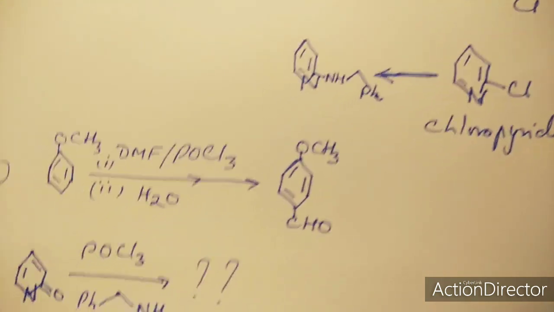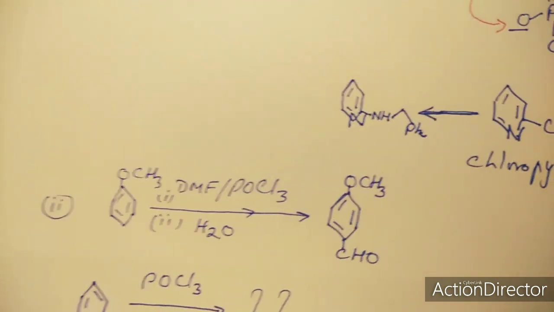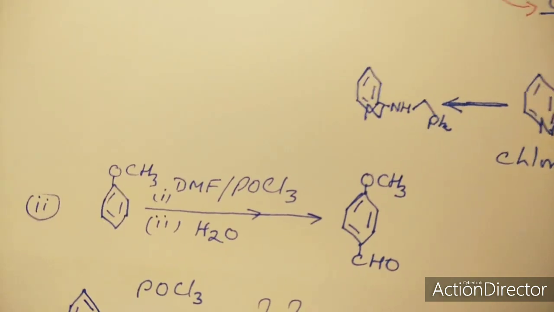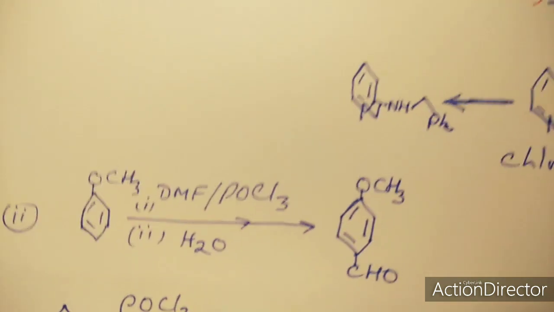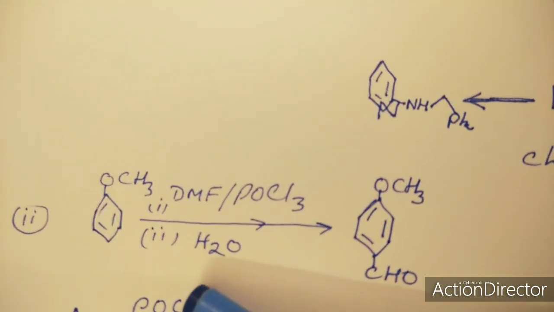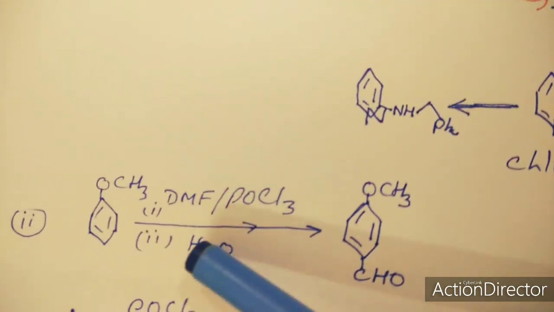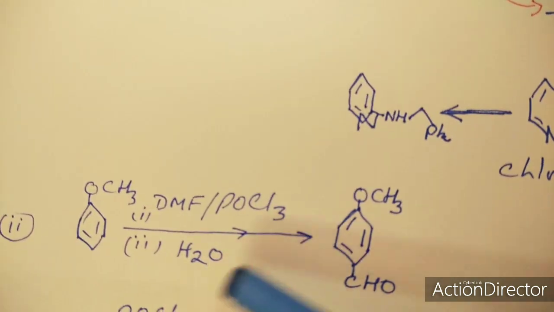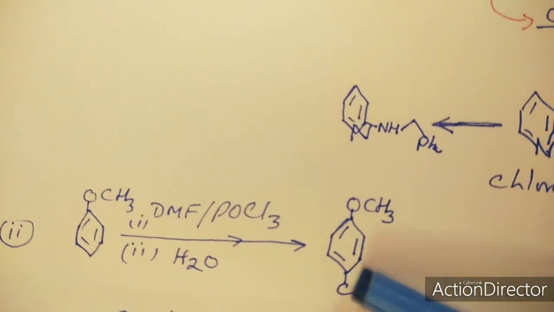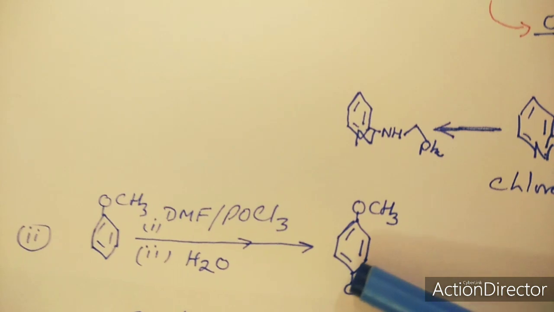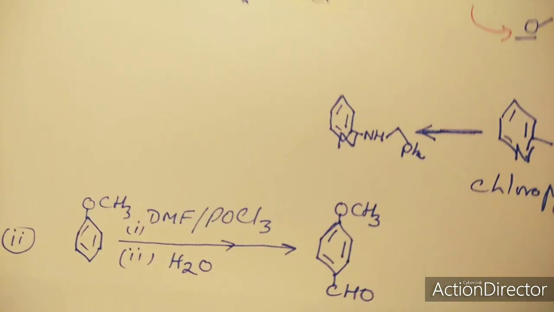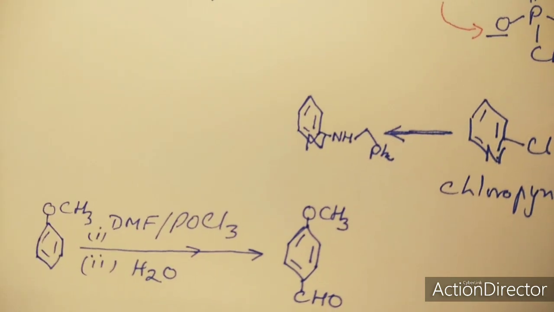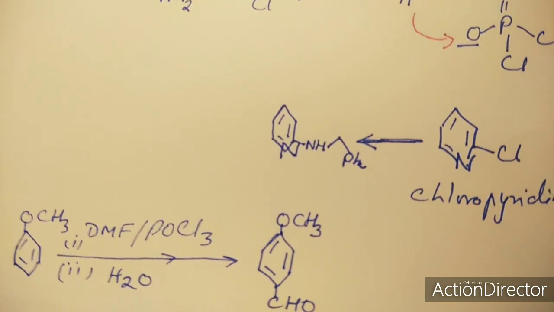Let's see another example. Now this is a very simple example. You can please work out the mechanism of this reaction, the normal Vilsmeier reaction, and then the electrophilic substitution reaction after the formation of the chloroiminium salt, because this is DMF, POCl3 and H2O, so we will get anisaldehyde. So this anisaldehyde will be formed from this, and the normal electrophilic substitution reaction. So that's all for today. Good day.